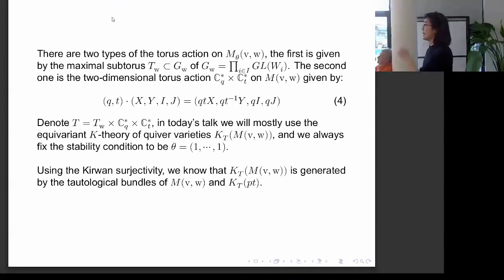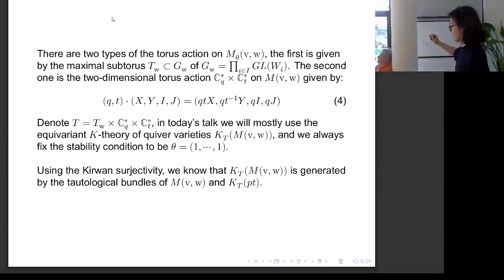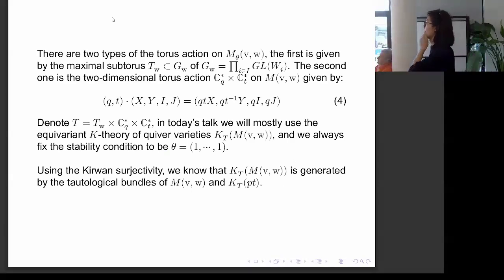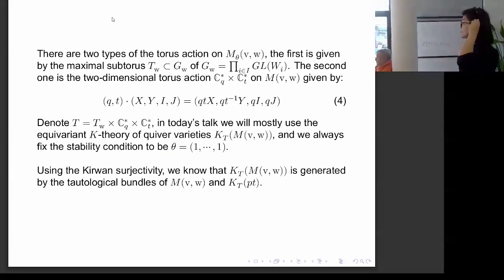And this quiver variety actually has two types of torus actions. The first type of torus action is really natural. It comes from the maximal torus of the automorphism group of the framing spaces. And the second one is the two-dimensional torus acting on these quiver varieties, and the action is given in the following way. We denote the corresponding cocharacters as q and t, and we denote the product of the two tori as T.